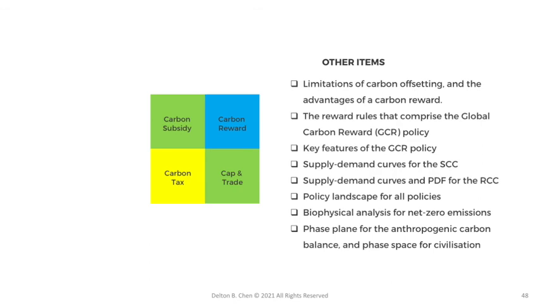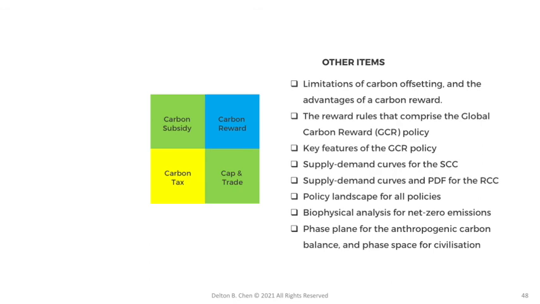4. A review of the marginal supply-demand curves that are used to define the social cost of carbon and the ideal carbon tax, which forms the standard theory. 5. A review of the supply-demand curves for the risk cost of carbon and the ideal carbon reward, and the probability density function for successful climate mitigation. 6. A review of non-market policies that form the climate policy landscape.